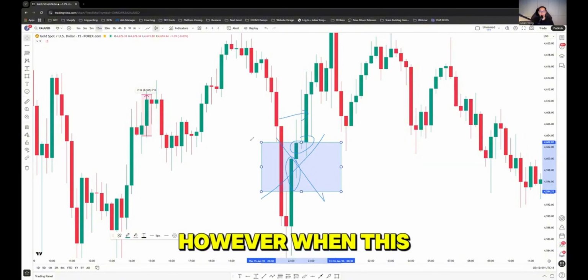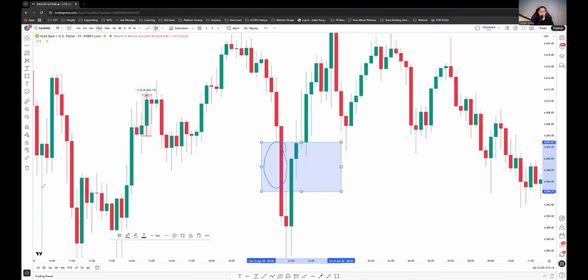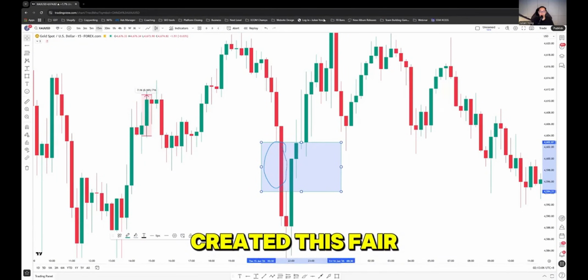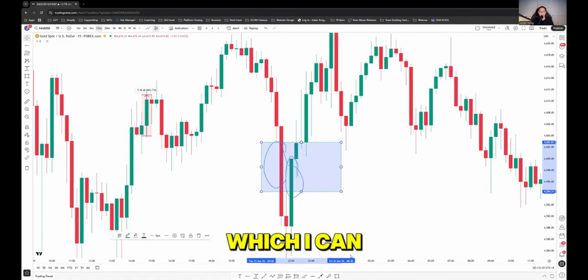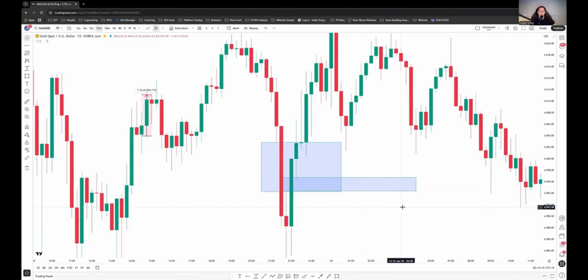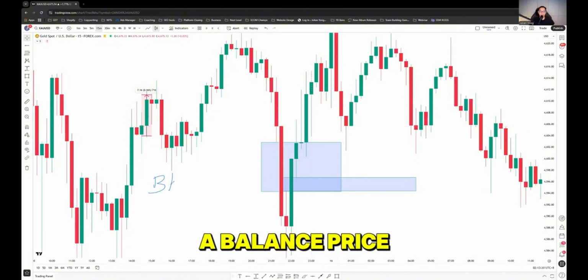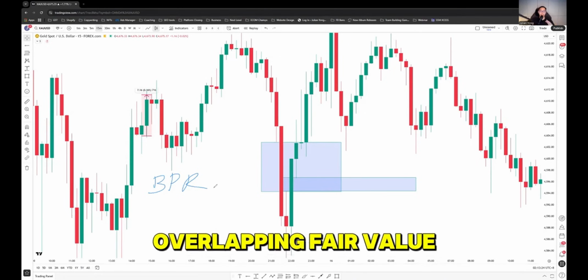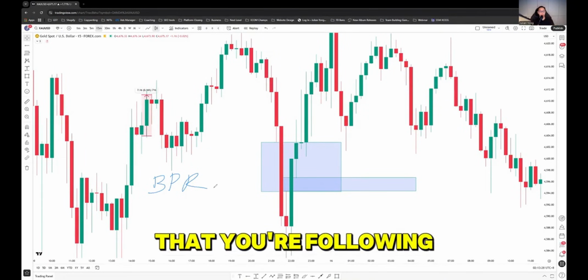However, when this bearish fair value gap failed, it actually also created this fair value gap right here, which I can mark it for you at this point. This creates what we call a balanced price range, BPR for short, when there's two overlapping fair value gaps. Again, this is slightly more advanced, but I hope that you're following me.